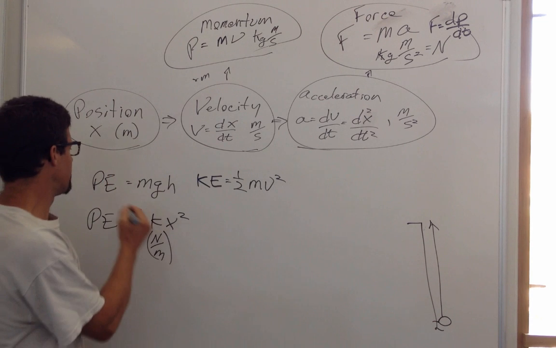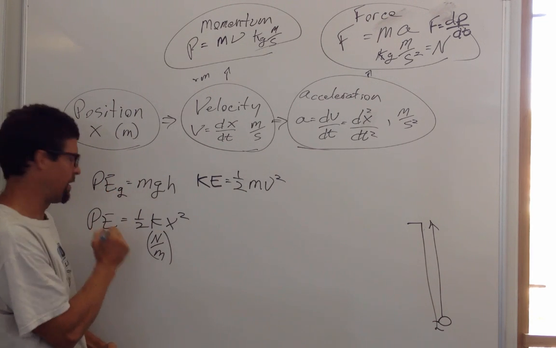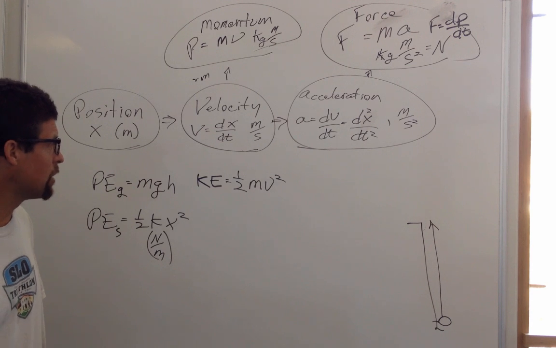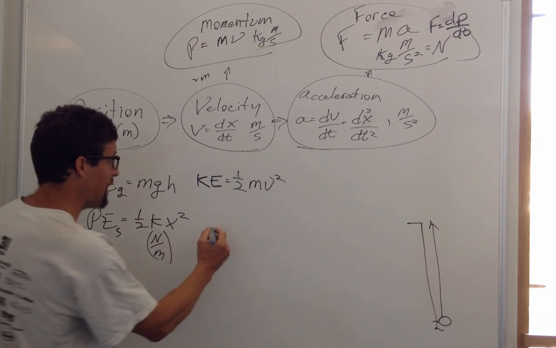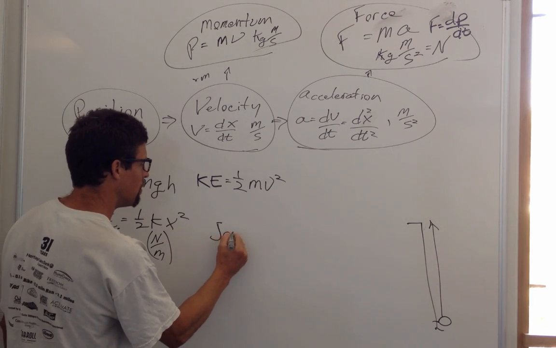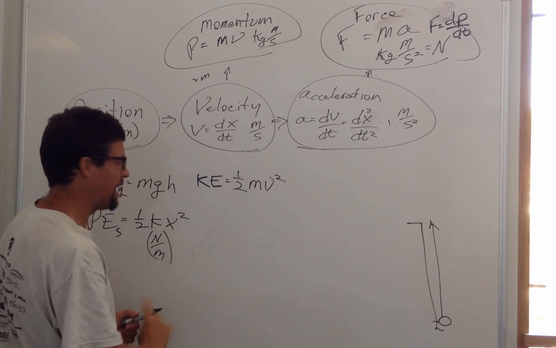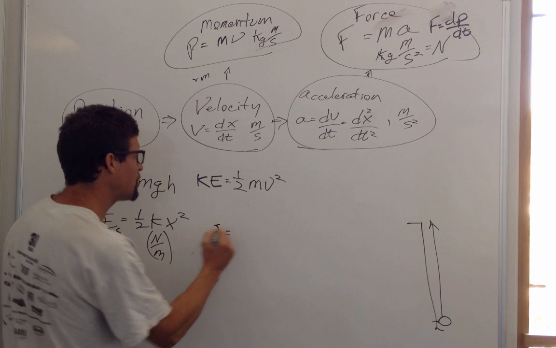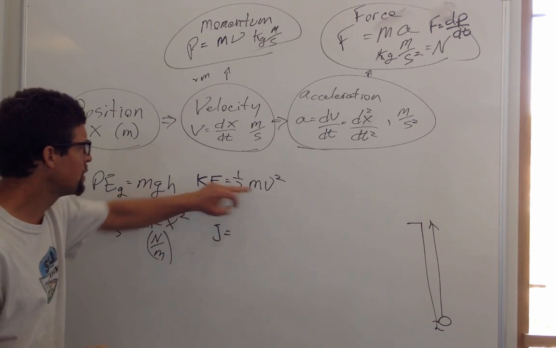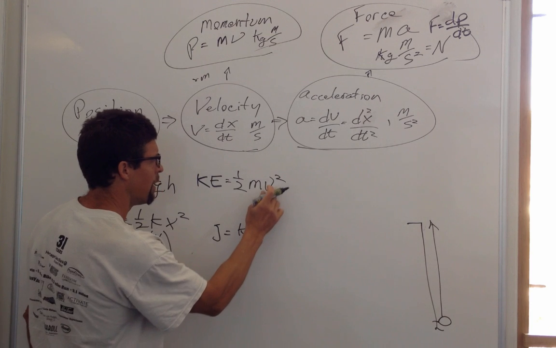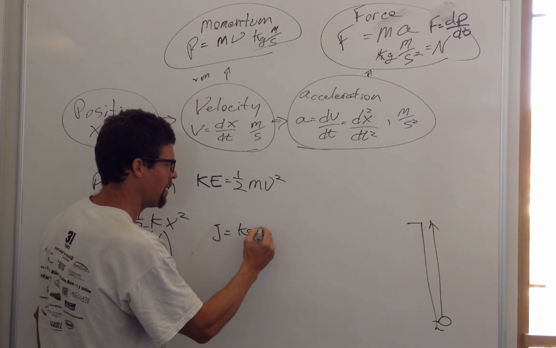Okay, so these are different. This would be gravitational potential energy. This would be spring potential energy. How about the units? The units of energy is a joule, right? Or we abbreviate it as J. And what should that be? Well, how about this? This would be kilograms, meters per second squared.